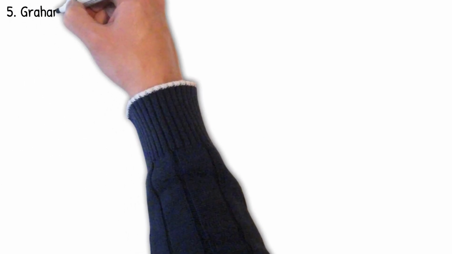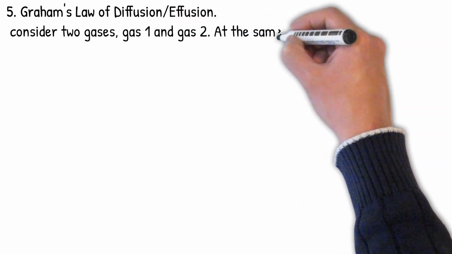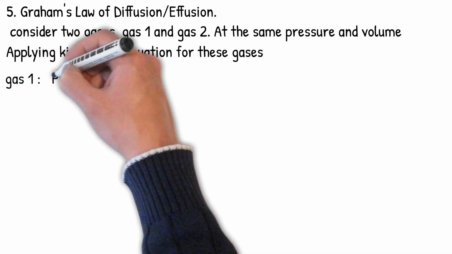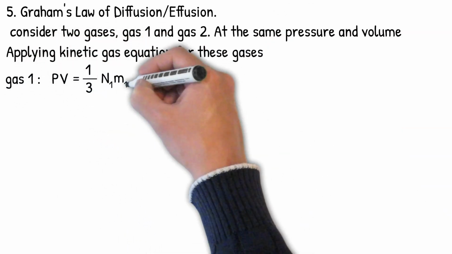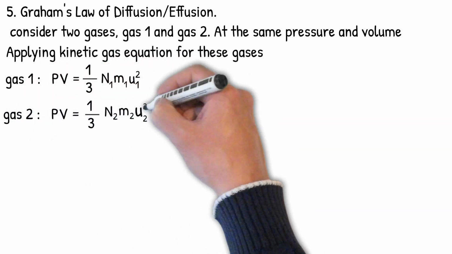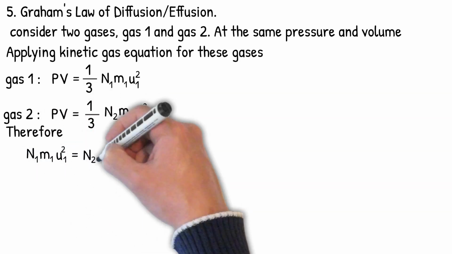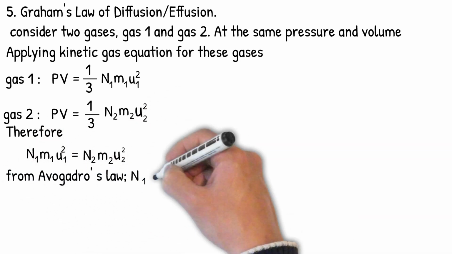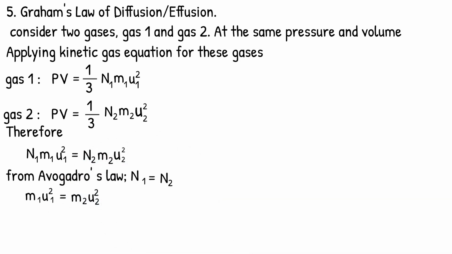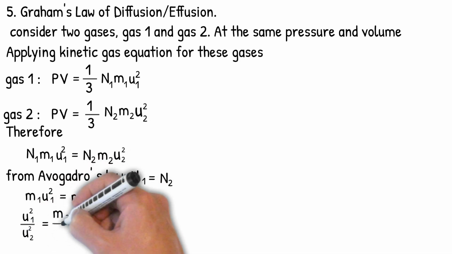Number 5. Graham's law of diffusion or effusion. Consider two gases, gas 1 and gas 2, at the same pressure and volume, applying the kinetic gas equation for these gases. For gas 1, PV equals 1/3 N1 M1 U1². For gas 2, PV equals 1/3 N2 M2 U2². Therefore, equating the two equations, N1 M1 U1² equals N2 M2 U2². From Avogadro's law, N1 equals N2. Then it becomes M1 U1² equals M2 U2². By rearranging the equation, U1²/U2² equals M2/M1.